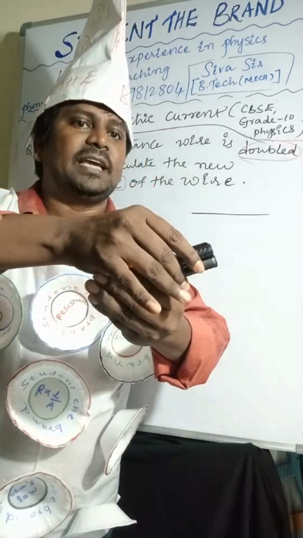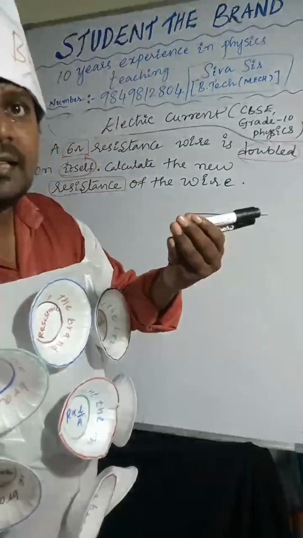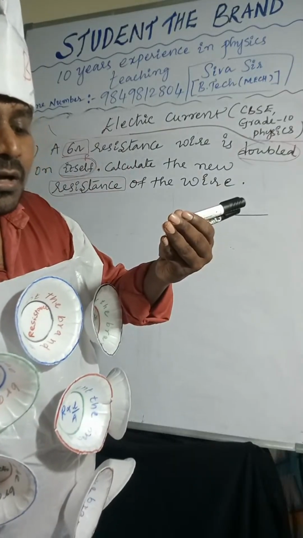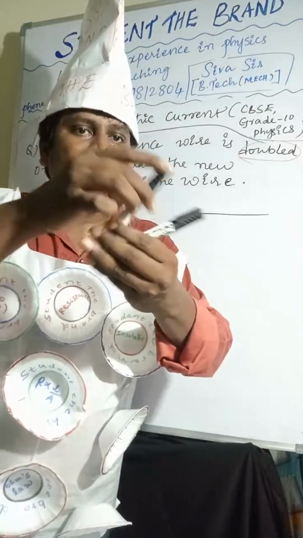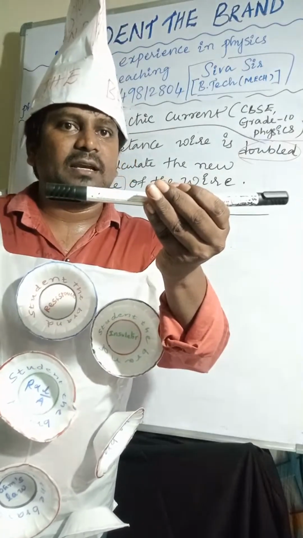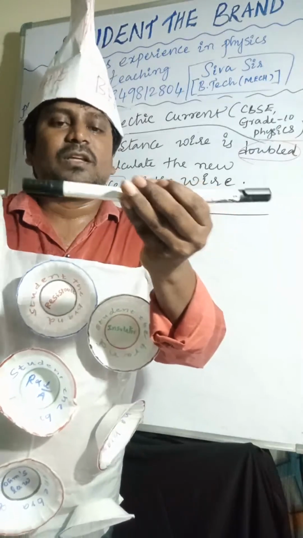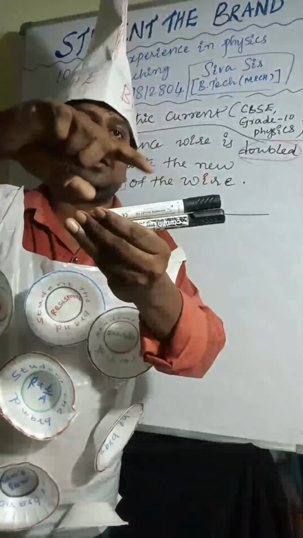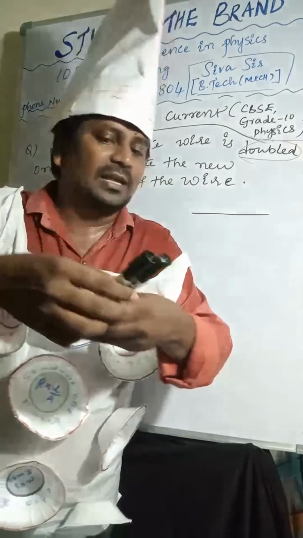What happens in this case? Length is decreased. How much is it decreased? L by 2. The area of the cross section is increased. Once again, this is the length of the wire. It is doubled on itself, folded like this. So length is L by 2, and area of the cross section is 2A. So A, 2A, A, 2A. Like that you have to take.